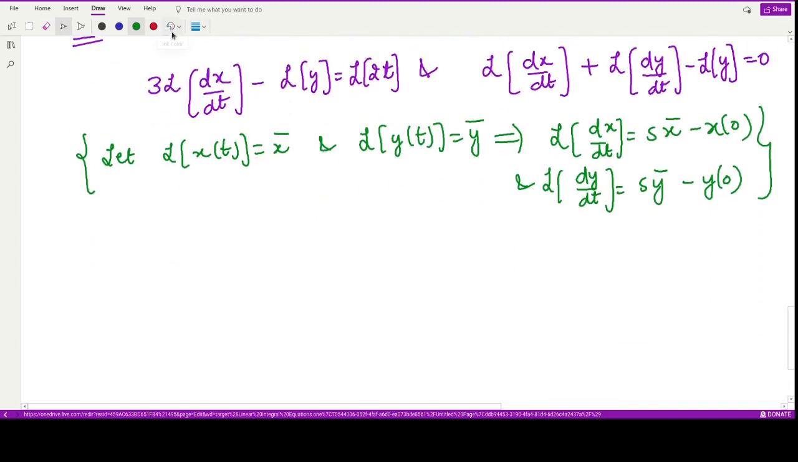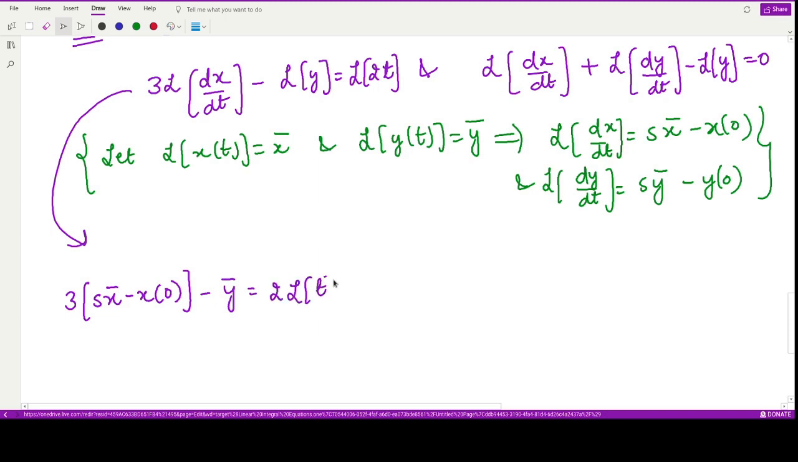Okay, so your equation now becomes 3 into s x bar minus x of 0, minus y bar, that is equal to 2 times the Laplace transform of t. And what is the Laplace transform of t? It is equal to 1 by s square. So it is 2 by s square. So this is the first equation.